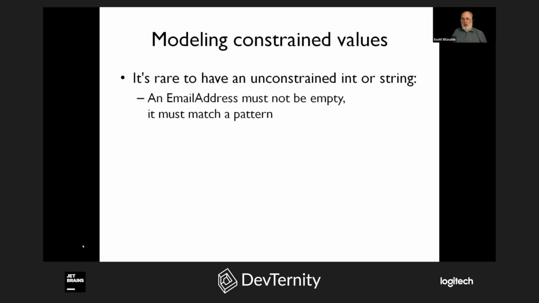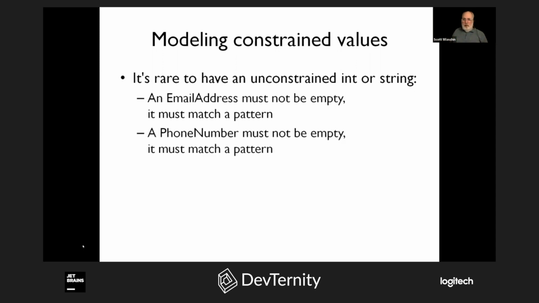Really unusual. So an email address is not just a string. There are rules, right? It can't be empty. It has to have some sort of pattern. A phone number is not just a list of numbers; it has to be non-empty, and it has to have some pattern. So there are always rules about these things. They can't be infinitely long. Almost always there are rules about what can be in them. Even something like a customer ID from a database has to be a positive integer. It can't just be any old number.